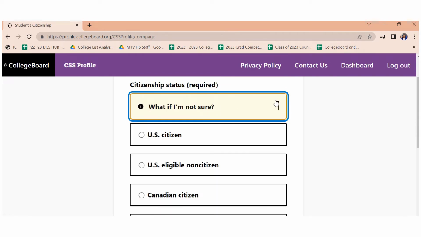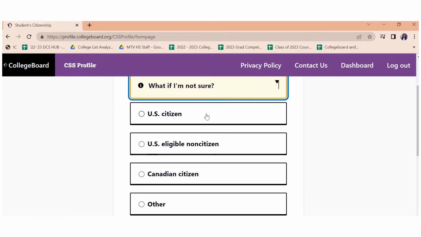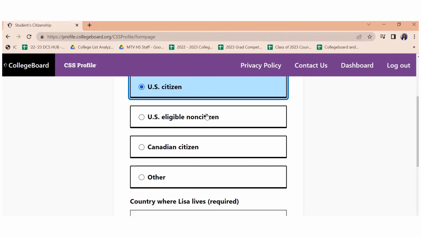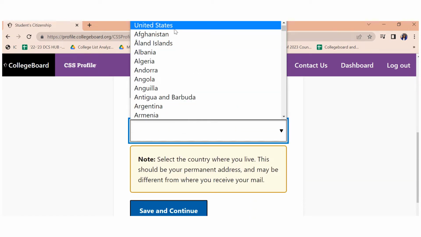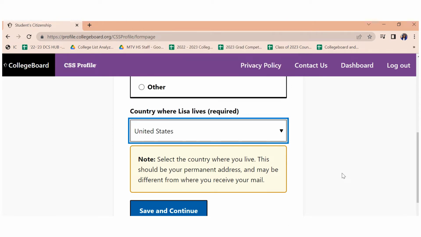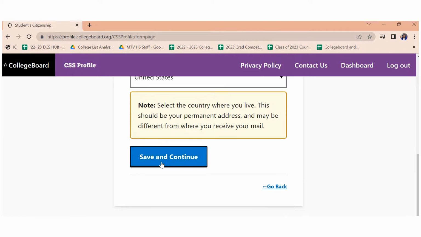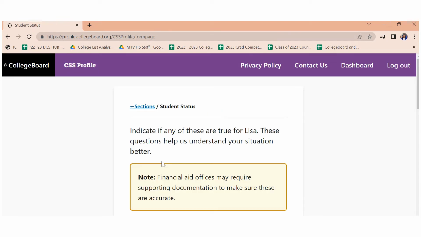Also, if you are not sure, I would please check in with your college counselor on this. And it will ask you, even if you say you are a United States citizen, what country do you live in? So you will just tell it the United States and save and continue.